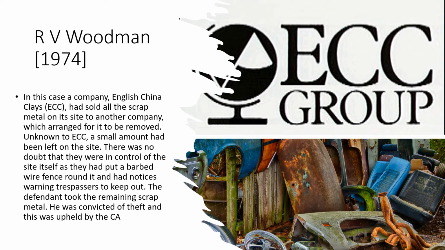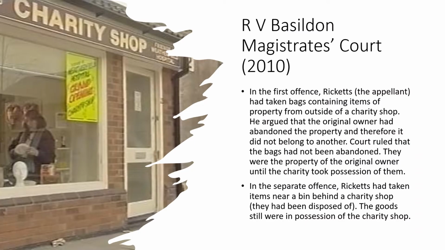Now in Woodman, the company, English China Clays, had sold all the scrap metal on the site to another company, which arranged for it to be removed. Now, unknown to the ECC, a small amount had been left on site, and there was no doubt they were in control of the site itself, as they put a barbed wire fence around it and had notices warning trespassers to keep out. The defendant took the remaining scrap metal and he was convicted of theft, and this was upheld by the Court of Appeal. They had possession or control of the metal, and therefore it belonged to another.